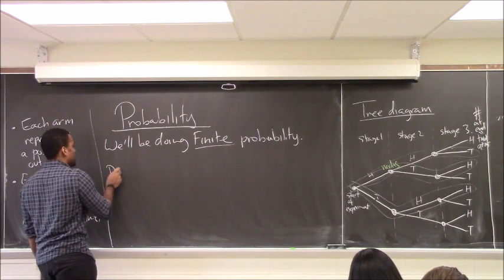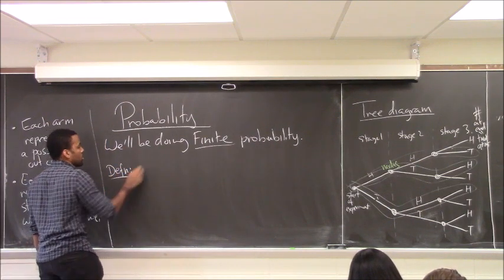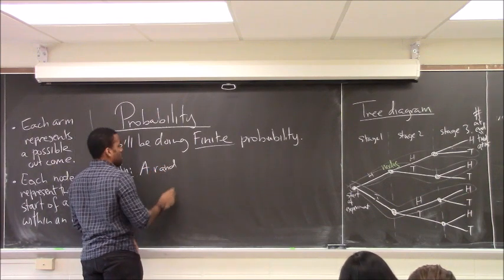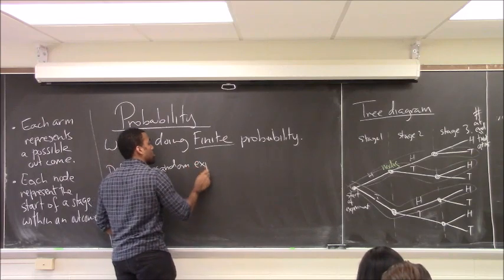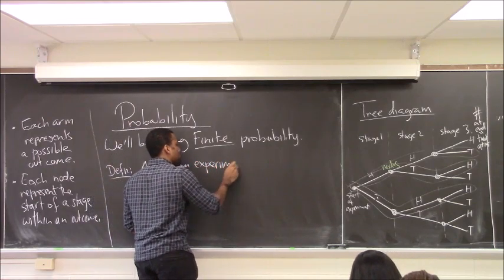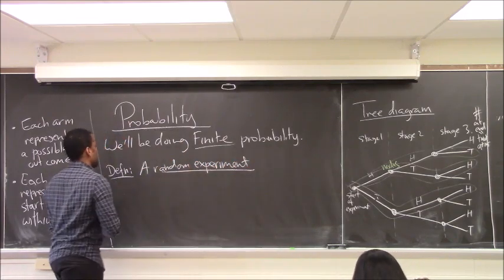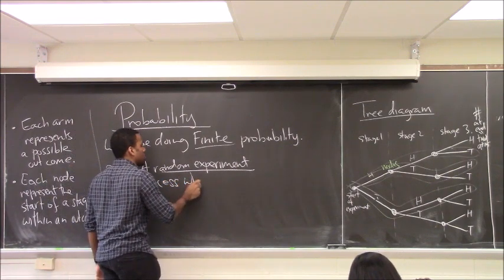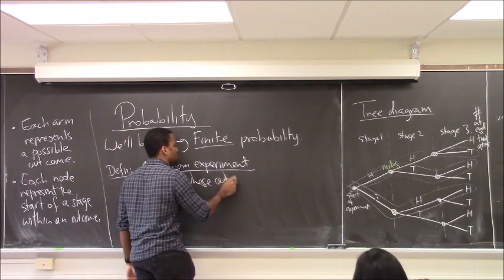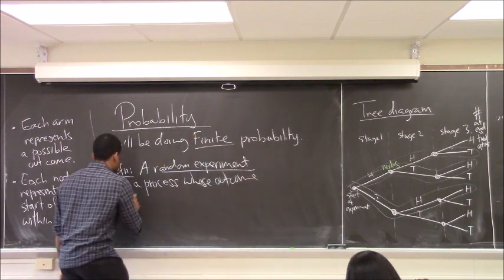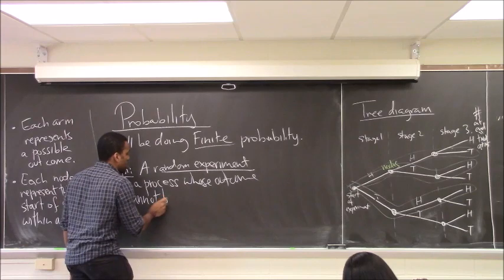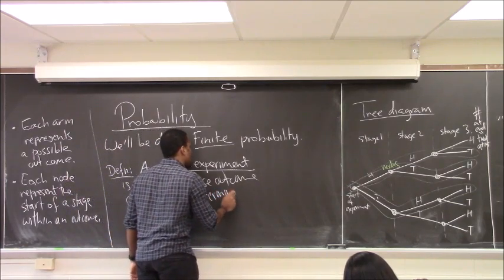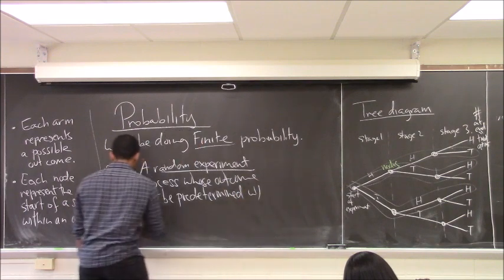Let's start with some definitions. A random experiment is a process whose outcome cannot be predetermined, with uncertainty.